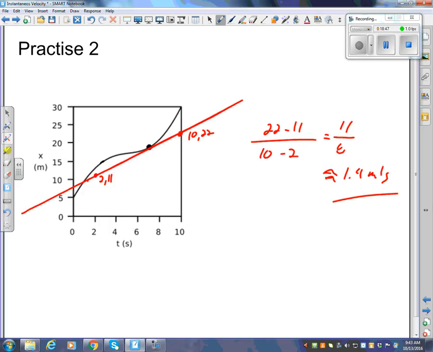Did you get something like that? Around 1.4? I got 2. Yeah. Did you draw a line? Did you give me 2 points? Did you do the slope calculations right? That's all that matters. Okay? I'm pretty flexible on the number, as long as I can see what work you did.